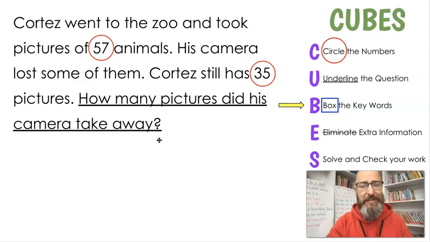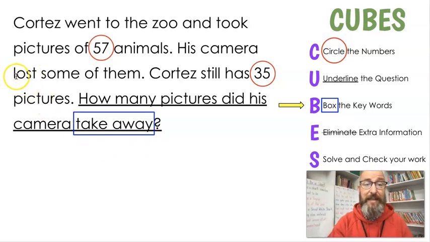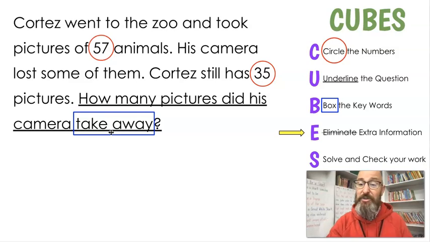Box the keywords. Do you see any keywords in this question? Take away. You could even say lost maybe, but that's not really an official word. But if you lose something, obviously you're taking it away, you're subtracting it. So take away is correct, and take away, of course, means to subtract. Is there any extra information? There sort of is. Cortez went to the zoo. It doesn't matter where he took the pictures. We just know that he took some.